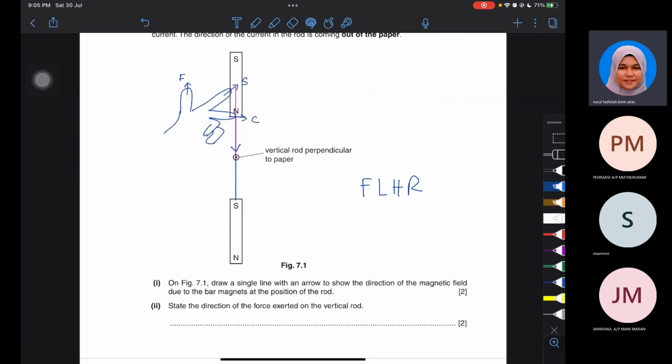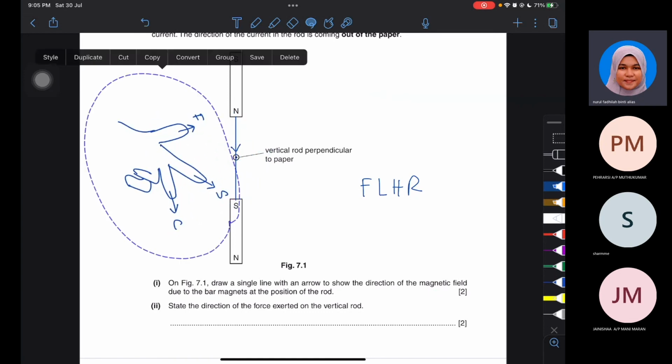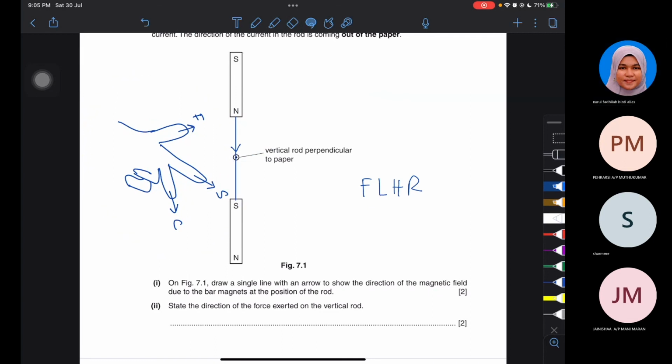Current ke mana? Current ke bawah kan. Jadi, bila current ke bawah, current into the page. And then south. Ni tunjuk south. Okay, awak gerakkanlah jari awak tu. So, current into the page ke out of page? Out of page. And then south ke bawah. So, force kita. So, the vertical rod will move towards the right.